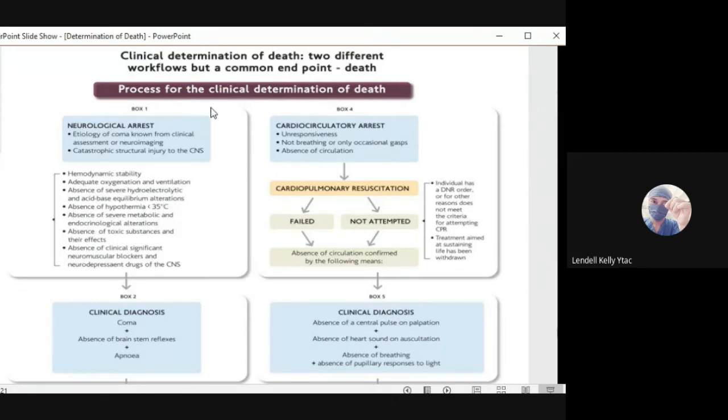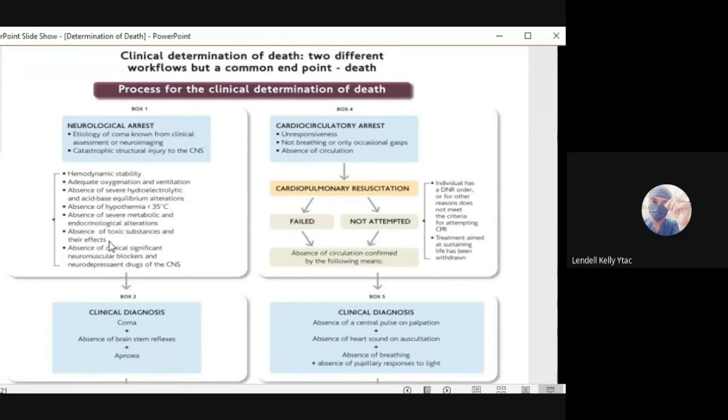So it will lead to CNS kasi pag may hypothermia, it could affect the cardiovascular system. It could slow down the heart function. So it would lead to cardiocirculatory arrest pag meron siyang hypothermia. Absence of severe metabolic and endocrinologic alteration. So okay yung sa ABG niya, walang problema.